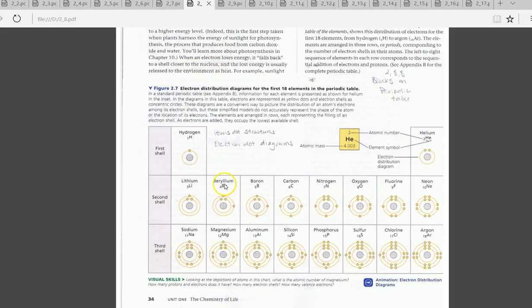Important. These are called electron distribution diagrams. I've never called it that myself, but that's okay. And I think there's one place where you have to draw these, and it's different than a Lewis dot structure or an electron dot diagram. I'll show you those guys in a minute.